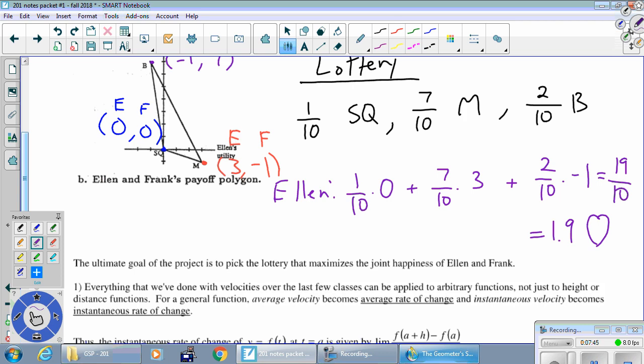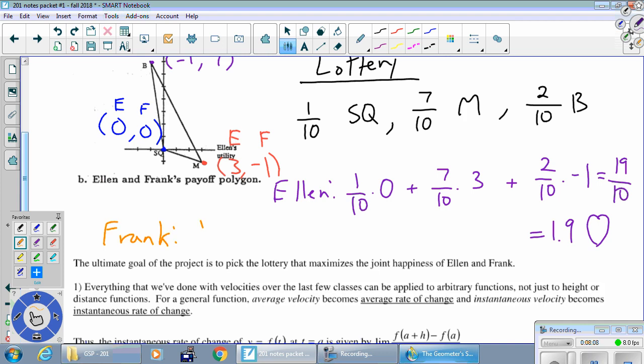But if we do this lottery like 100 times, a couple thousand times, on average, Ellen would expect to get 1.9 hearts of happiness. She'd never get that on one particular trip, but on average, over the long run, she would expect to get 1.9 hearts worth of happiness, according to this lottery. And let's do the same thing for Frank.